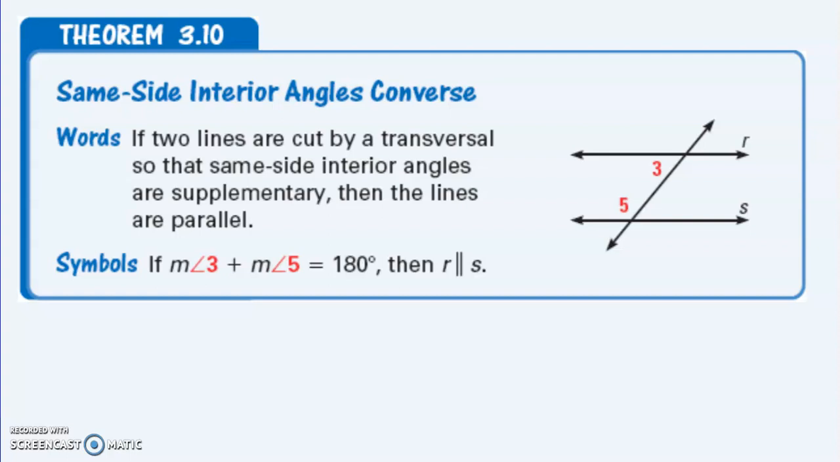And the last one is the same side interior angles converse, and this says that if 2 same side interior angles add up to 180, remember that same side interior angles are supplementary. So if they're supplementary and they add up to 180, then I can conclude that R is parallel to S.